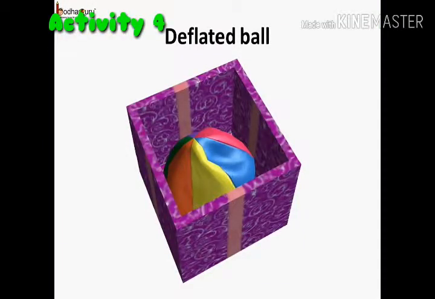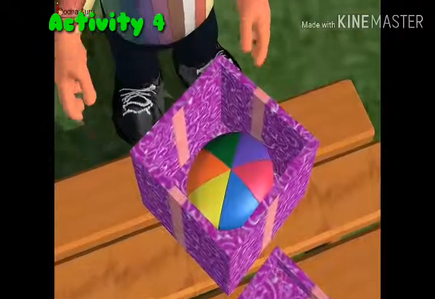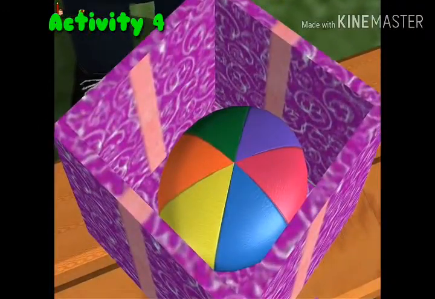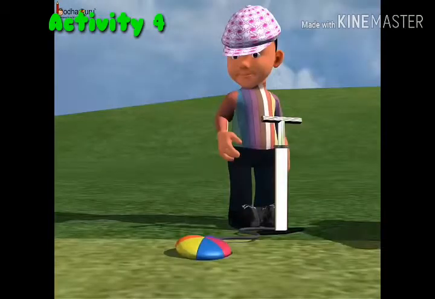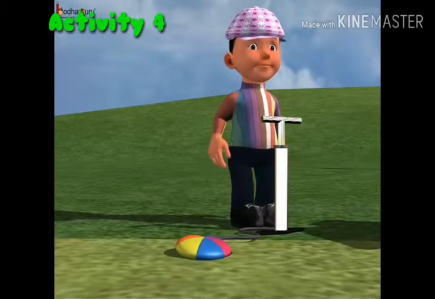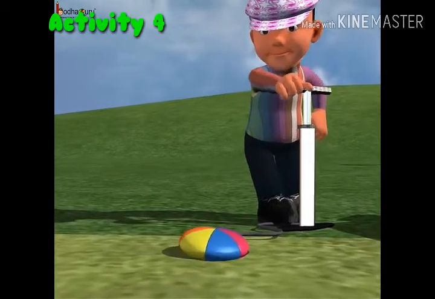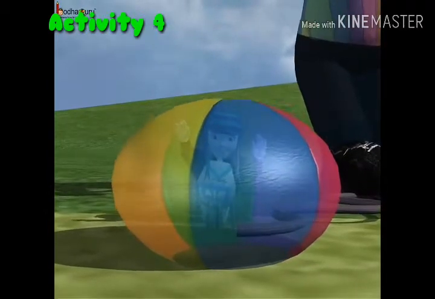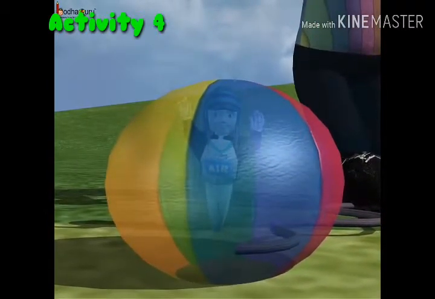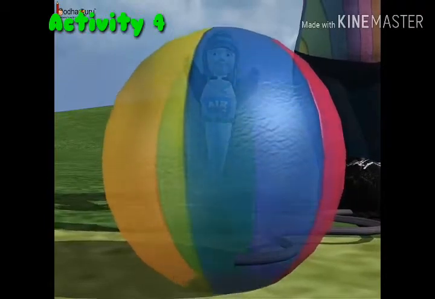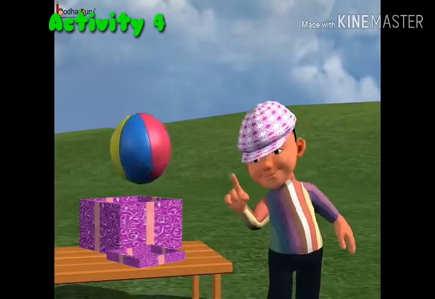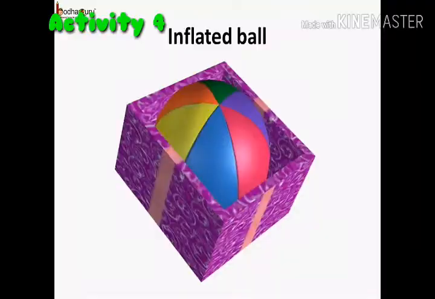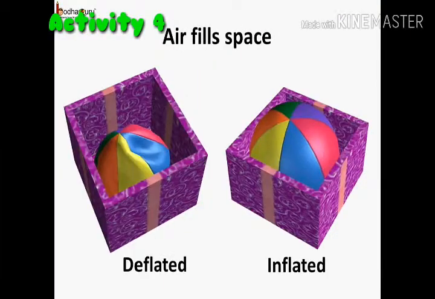What did we see? When there is no air in the ball, we call it a deflated ball. And when the air is filled inside the ball, it swells up and becomes big. So this is an inflated ball. And what do we see? The inflated ball takes up more space. So what can we say? We can say the air fills up the space.